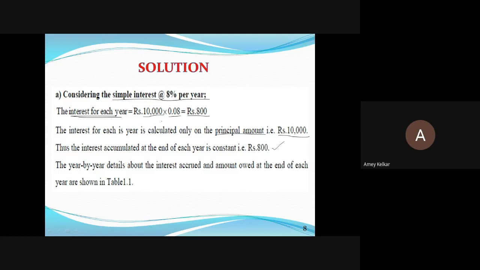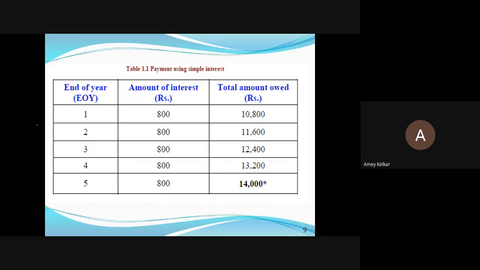So now this can be tabulated in this form. So say at the end of first year, amount of interest is 800. Total amount 10,000 was already there and 800 added up to it, means his loan amount now became 10,800. Second year also, as we are taking simple interest only, the interest is calculated only on that 10,000. So again, interest remains the same.